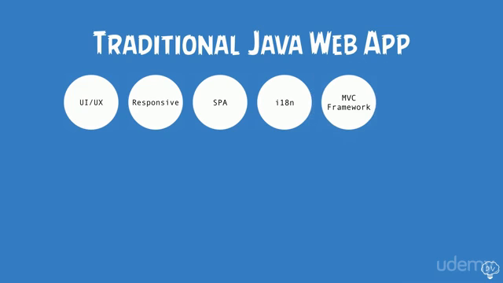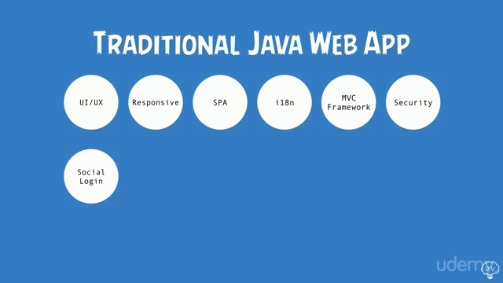We probably want an MVC framework in there. We probably don't want to build one of our own from the ground up because that would be pretty expensive on our part. We need to have security. We need a secure app, and we need ways to authenticate users for different roles. We may want to have a social login so that users or administrators can log in via Facebook or Twitter.